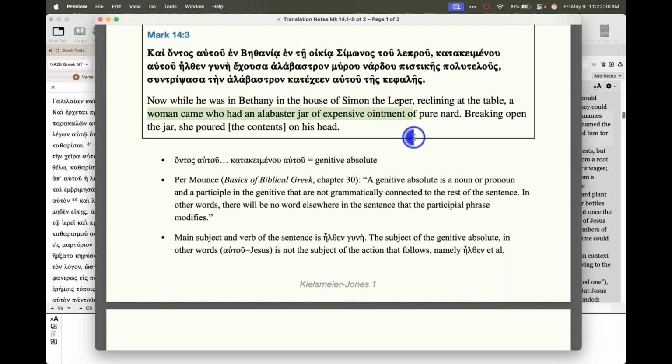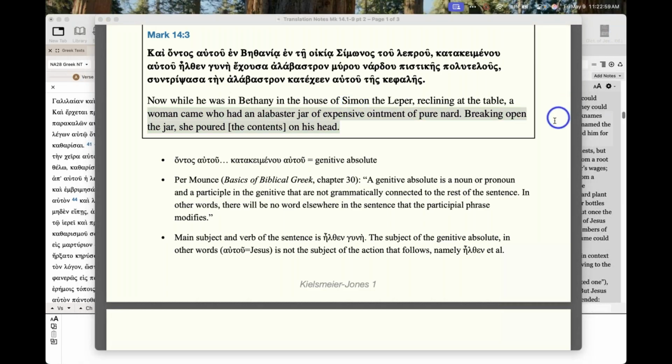But before we do that, let me just pause and see what questions or comments you have. We talked about the genitive absolute. We didn't really talk about this verb reclining at the table. You could look at that in your lexicons. We talked about the naming of Simon, who he is. We'll move on to the woman in a moment, but let me just check in with you if you've got questions or comments.